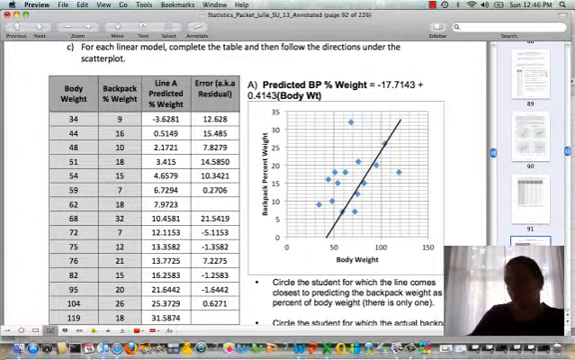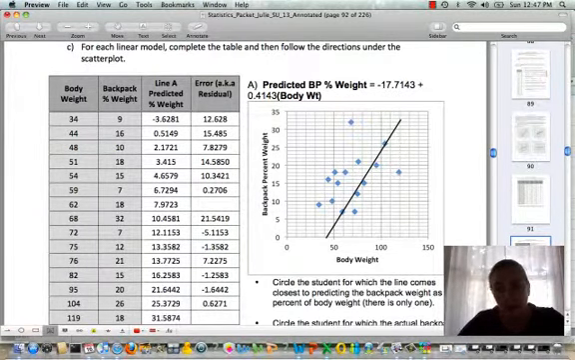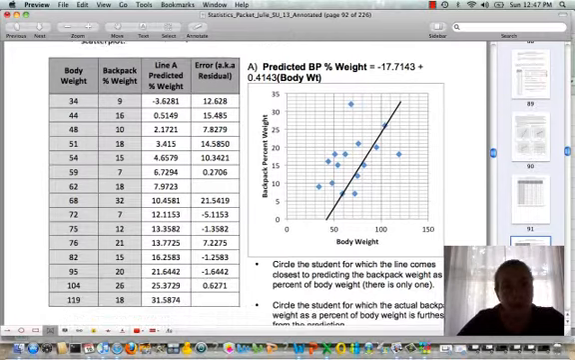So now for each model, A, B, C, and D, we're going to complete the table, so there's some missing spots in the table, and then follow these directions to circle in the scatter plot. So you can see the table has now calculated out the error, otherwise known as a residual, which is the observed value subtract the prediction. So we've got a couple lines to fill in here.